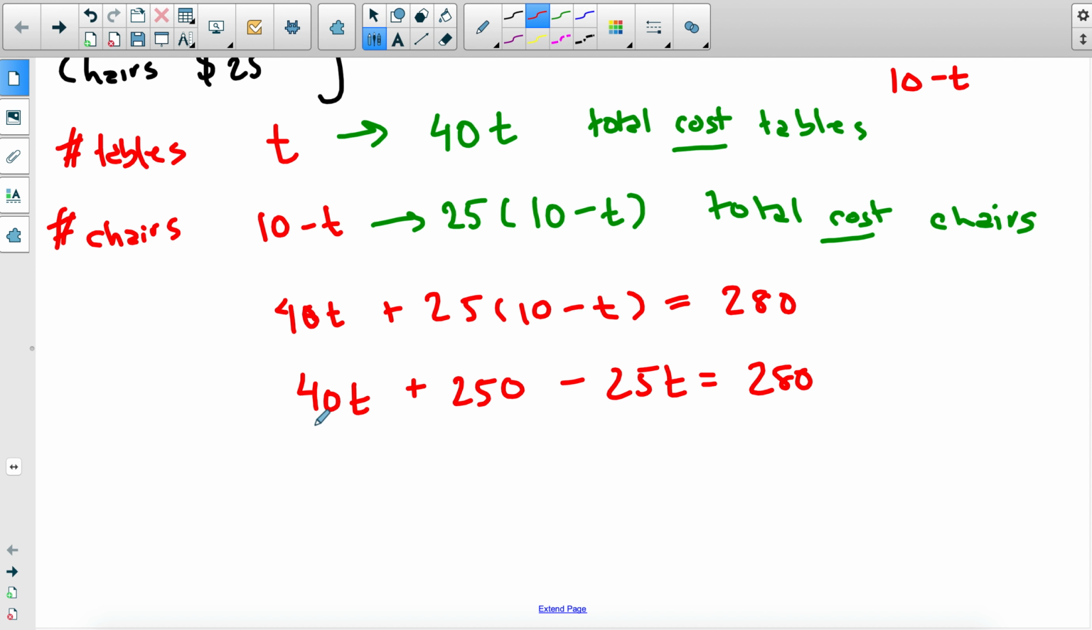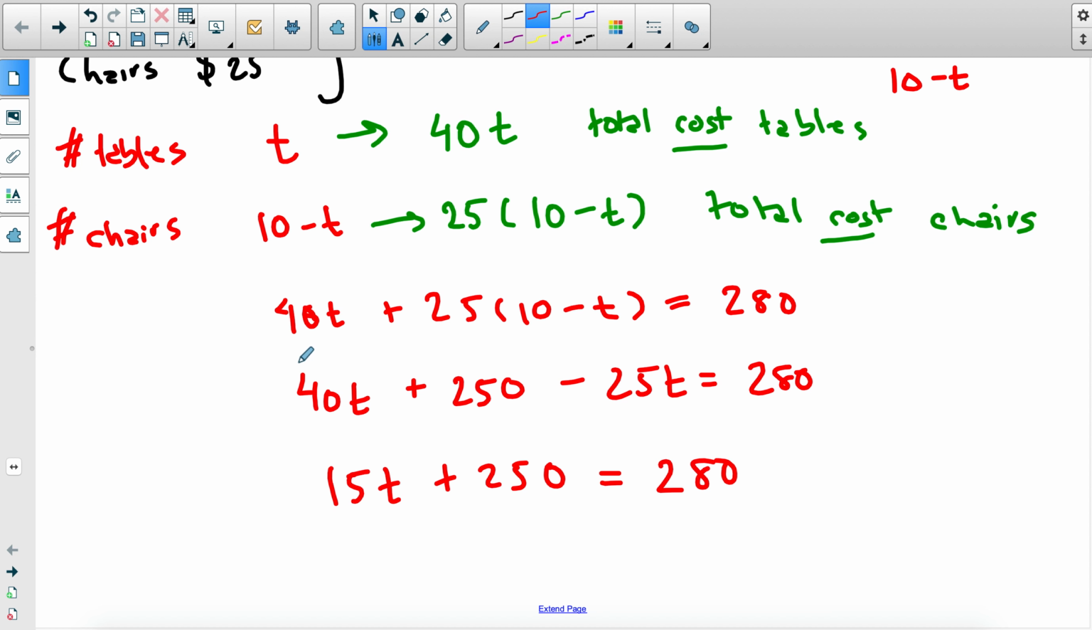And so I collect my like terms. So 40 minus 25 will be 15T. Plus 250 equals to 280. You are not expected to solve it. It's very tempting to solve the equation now, so you're not expected to.